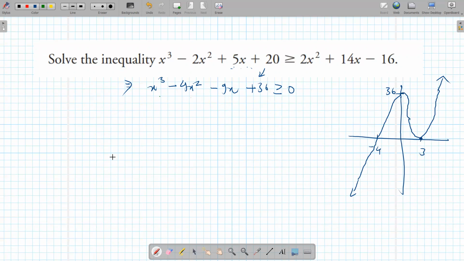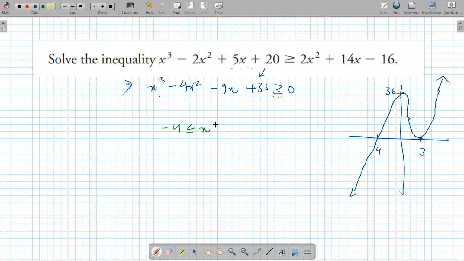When x is between -4 and 3. Yeah, that's one of them. And by the way, now look at the symbol, because it says equals to here, right? Last question, it was strictly greater than, but now it's equals to. So our answer is also going to have that equals to symbol, okay?